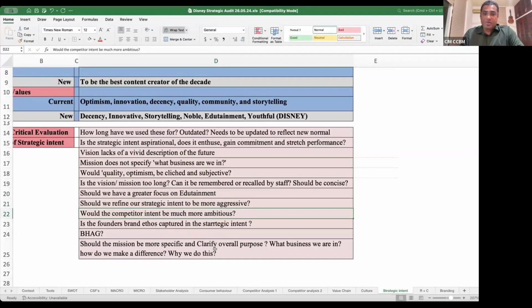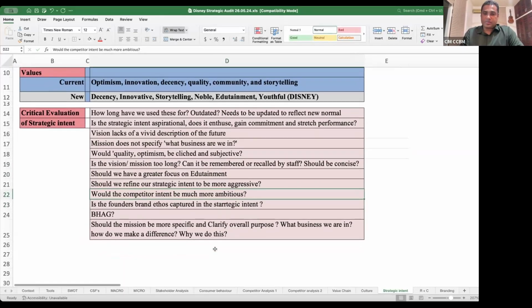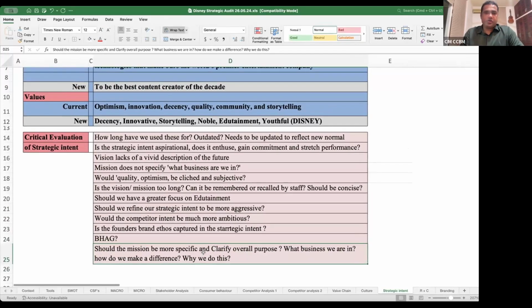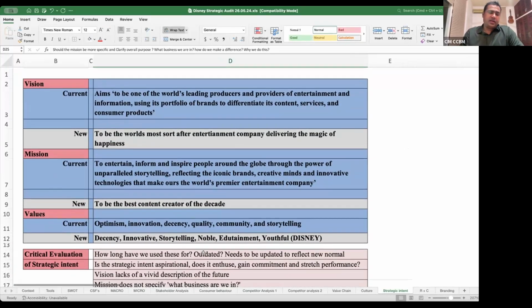Is the founders' brand ethos captured in the strategic intent? That's a question we need to ask. How about a big, hairy, audacious goal? That's theory. Should the mission be more specific and clarify the overall purpose, what business we are in, how we make a difference, and why we are doing this? So these are some questions I asked. You don't need to put this down in the audit.